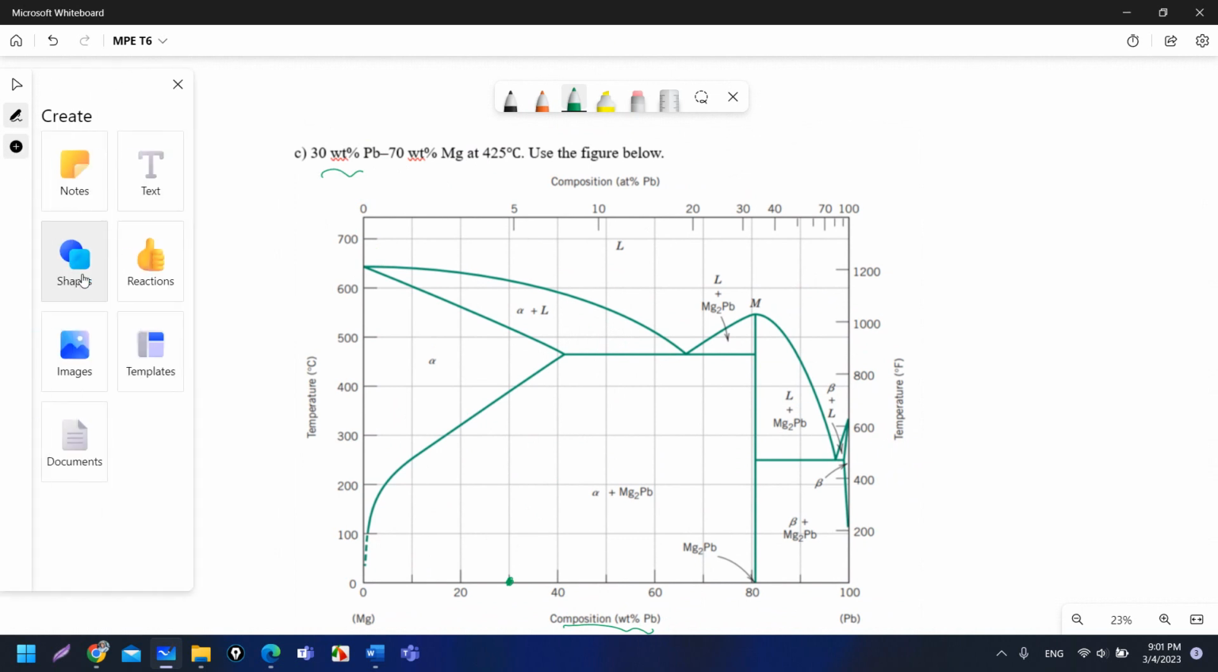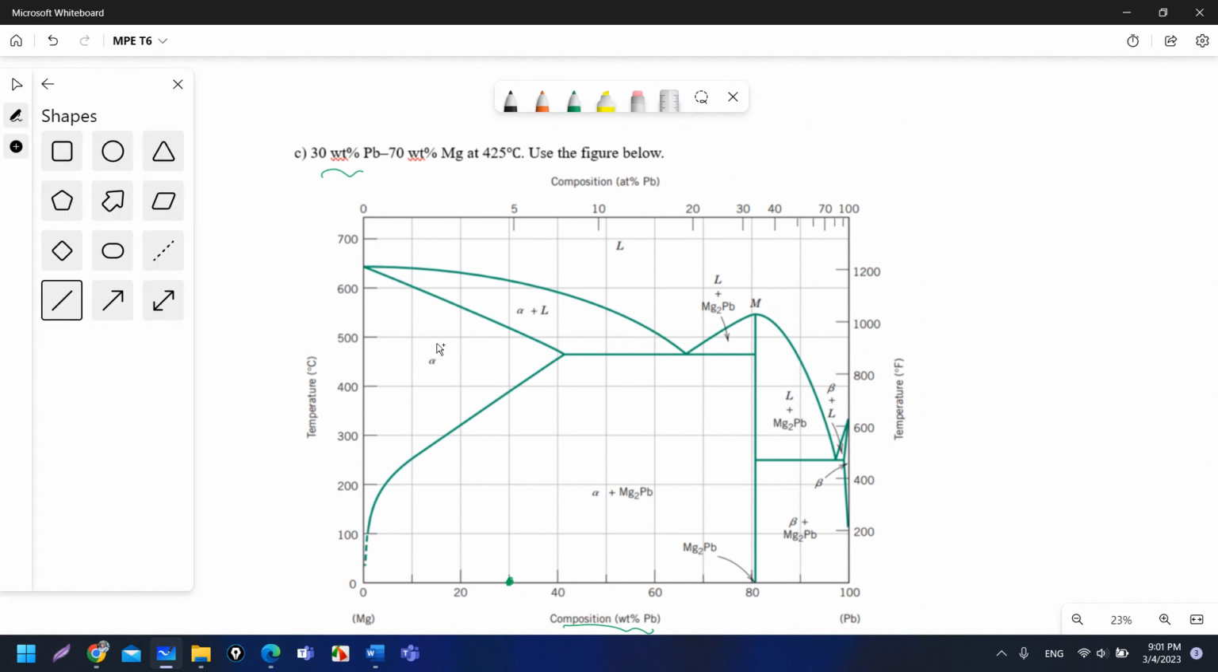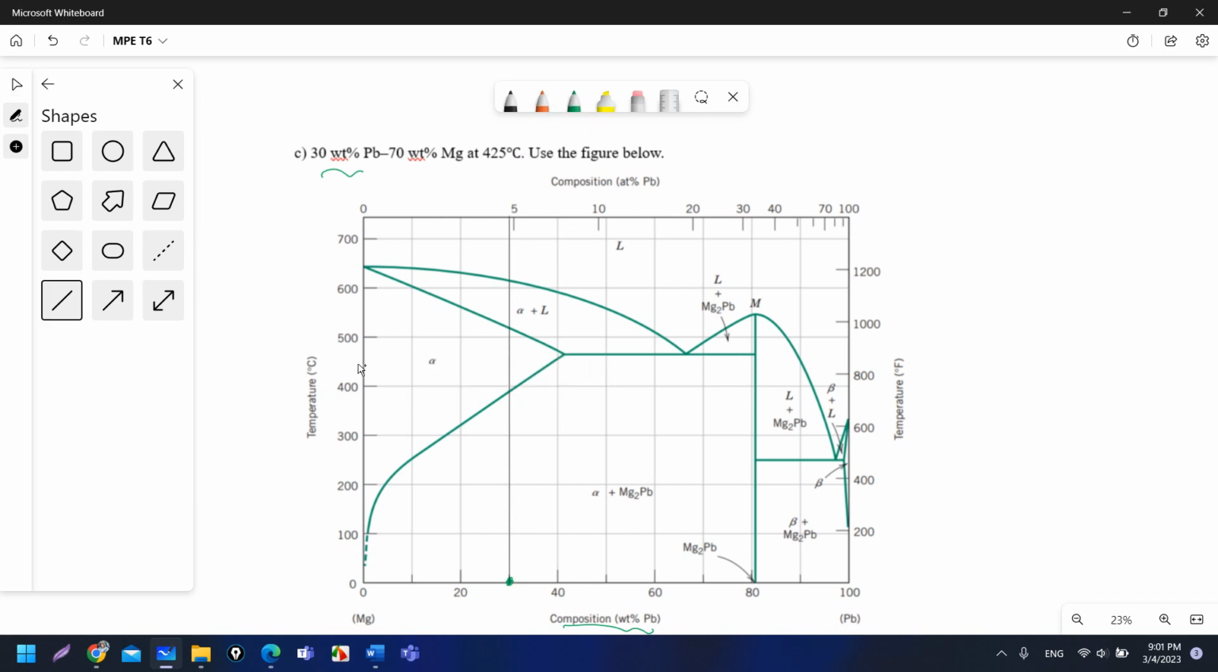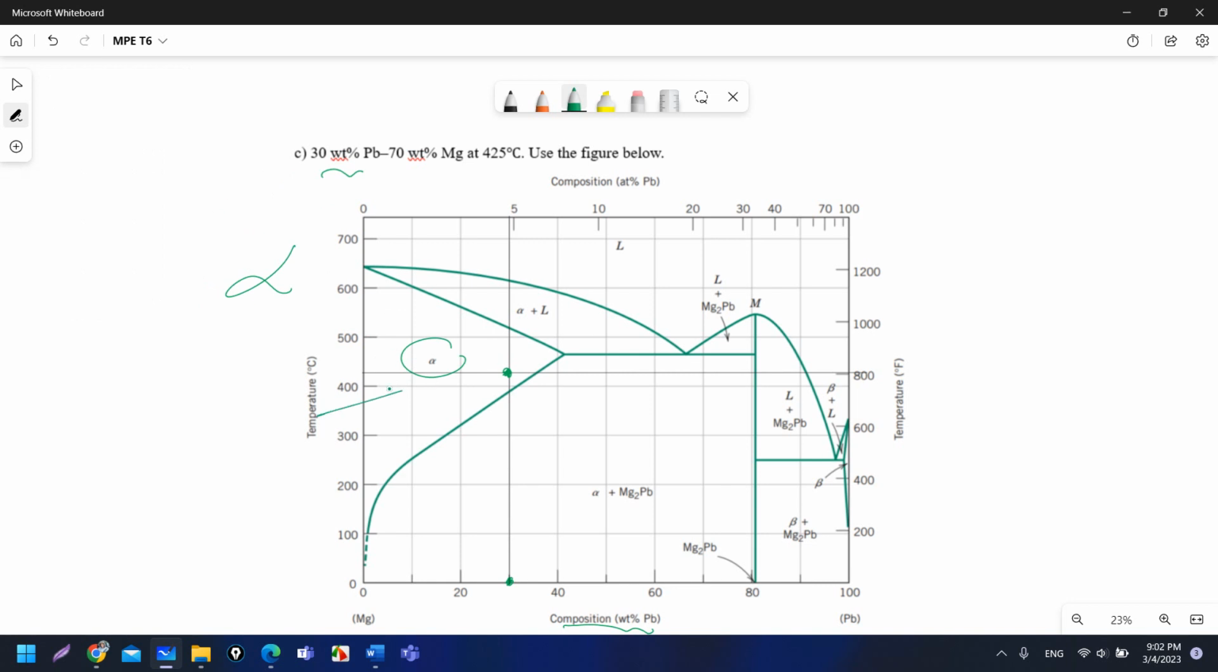Okay, so I need to draw a line from the 30 weight percent composition, a vertical line. Then I will draw a horizontal line that represents the temperature, which is 425 degrees Celsius. So it is approximately here. The intersection represents the point of my alloy. This point is in the alpha region, so I only have alpha phase, and since I have only one phase, the composition of alpha is the same as the composition of the alloy itself. So I finished the question.